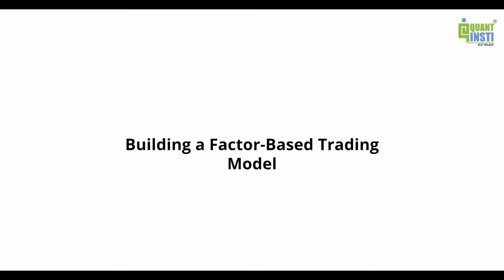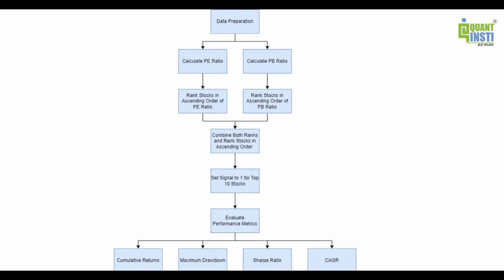So, how will you create a trading strategy based on the value factor? Let's see now. First, we'll actually prepare the data because you should look at good quality data before you move on to actually building a strategy. Once you have this data, you will move further and calculate the PE and PB ratio. Once that is done, as we have mentioned before, you have to choose the stocks which have a lower PE and PB ratio in comparison to others. So we'll rank these stocks in ascending order of the PE and PB ratio.